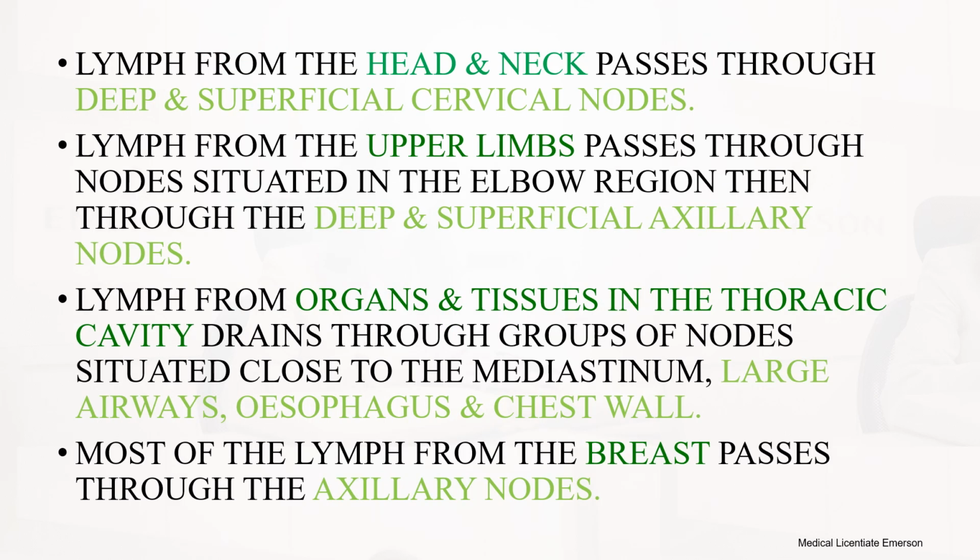Then the lymph from the head and neck passes through the deep and superficial cervical nodes, and the lymph from the upper limbs passes through the nodes situated in the elbow region, then through the deep and superficial axillary nodes. Then the lymph from organs and tissues in the thoracic cavity drains through groups of nodes situated close to the mediastinum.